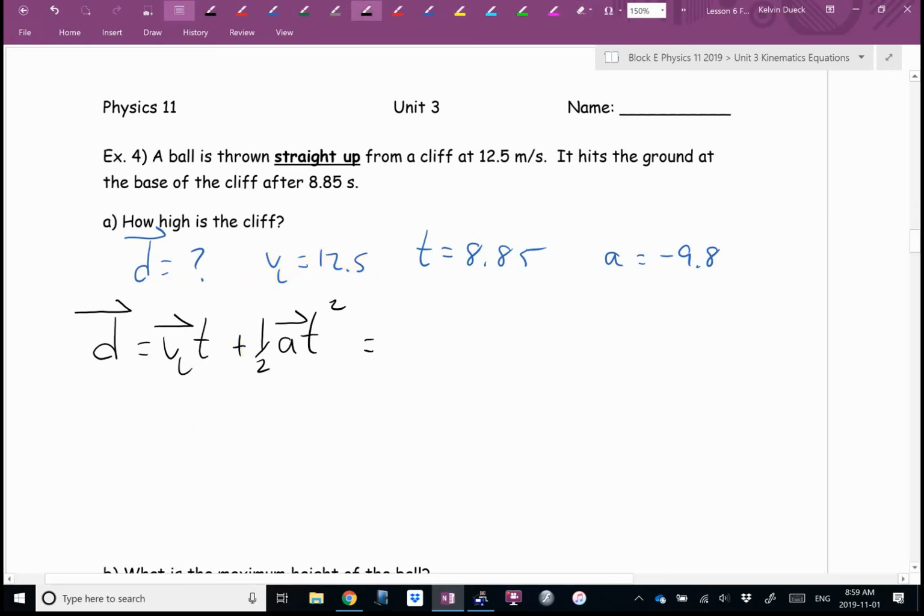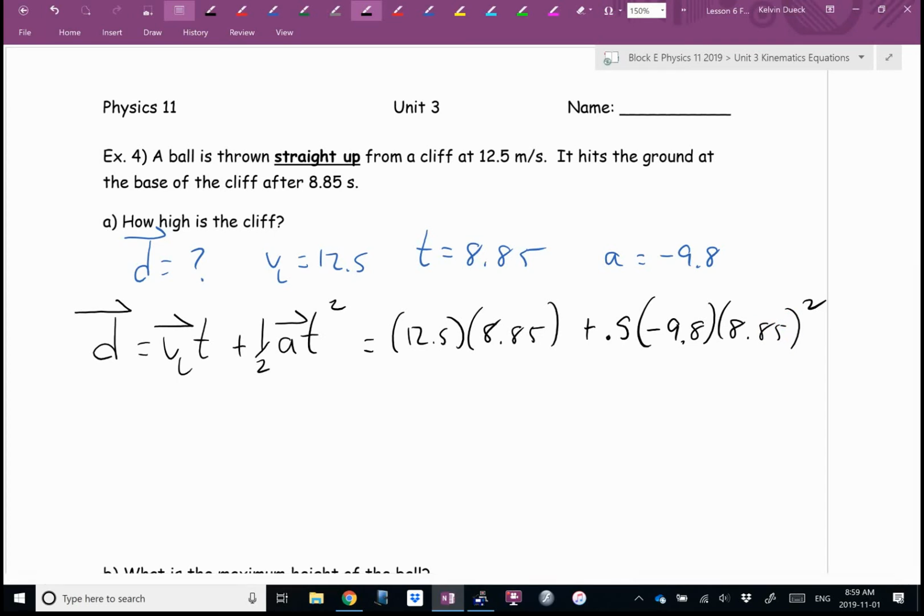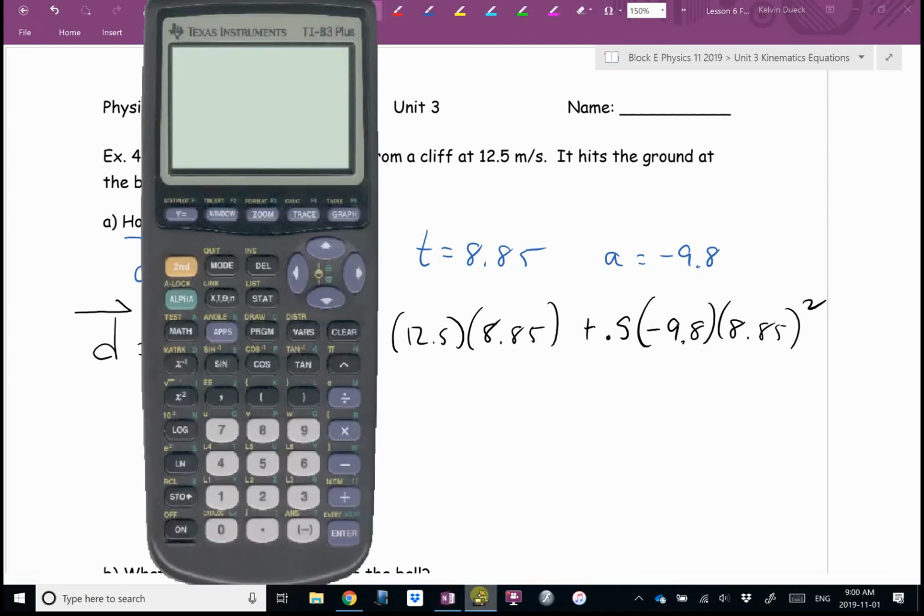It's going to be 12.5 times 8.85. Oh, how do I type 1/2 on my calculator? I'm even too lazy to put 0.5. You should be able to type all this in one line without having to hit an equals in between or use your answer button. That's how I prefer you try and type it. So can all of you try typing this on your calculator, please? 12.5 times 8.85 plus 0.5 times negative 9.8 times 8.85 all squared. I'll do it on mine as well.